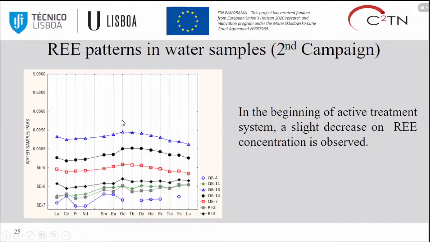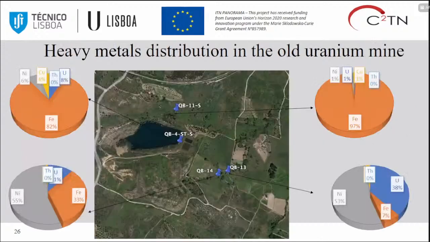Now, if you look at the rare element pattern, before we had three samples in this part, but in this campaign we can separate them very clearly like in the first campaign, because the active treatment system affects the rare element pattern and decreases the concentration of the rare elements and the uranium concentration in most of the points.